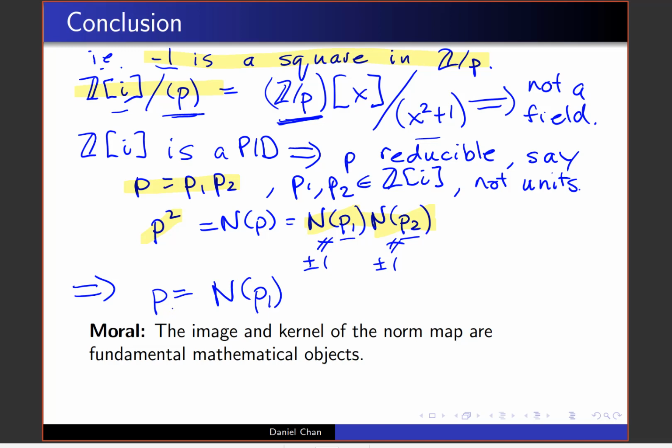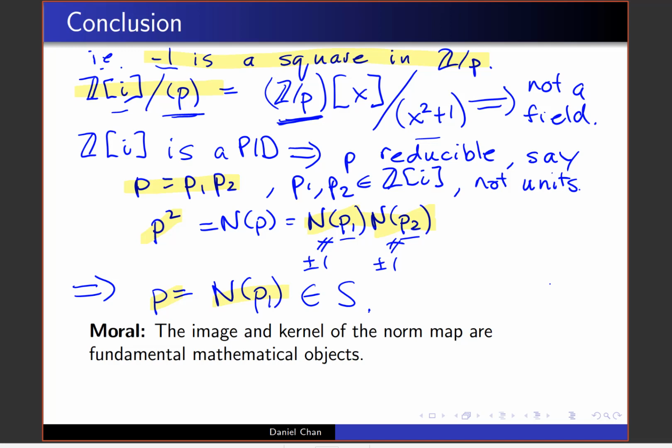And since this P is the norm of a Gaussian integer, P1, that means that it's a sum of two squares, so it's inside S. Since S is closed under multiplication, and we've checked that all the primes which are congruent to 1 or to 2 modulo 4 are sums of two squares, but no prime which is congruent to 3 modulo 4 is a sum of two squares, this completes the proof of that theorem.